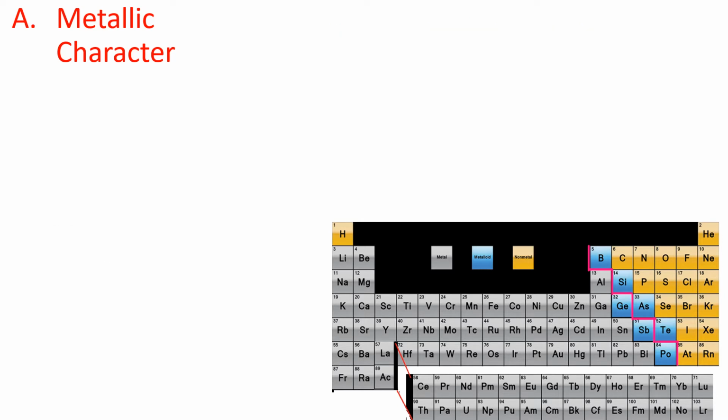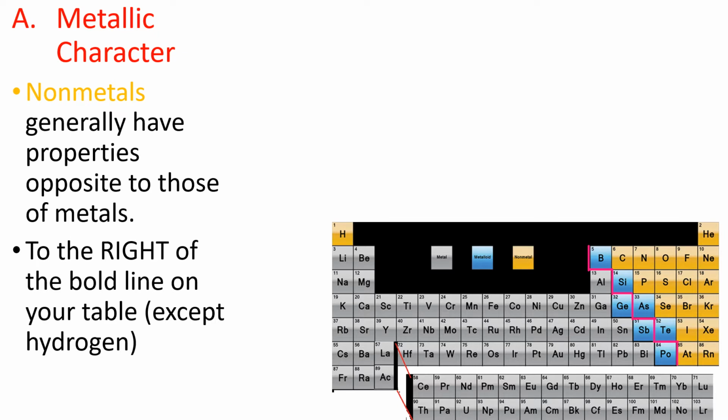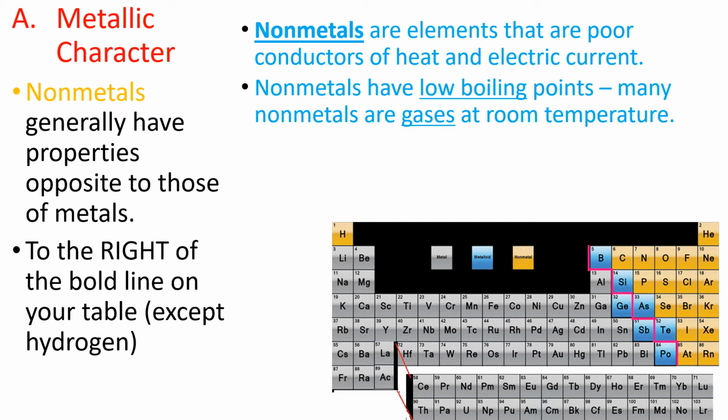On the opposite side of the periodic table, we have our nonmetals. And our nonmetals have properties that are opposite of the metals. Think of them as not metals. They live to the right of that bold line, with the exception of hydrogen, who's on the wrong side. And nonmetals, since their properties are opposite of metals, are poor conductors of heat and electricity. That makes them fairly good insulators.